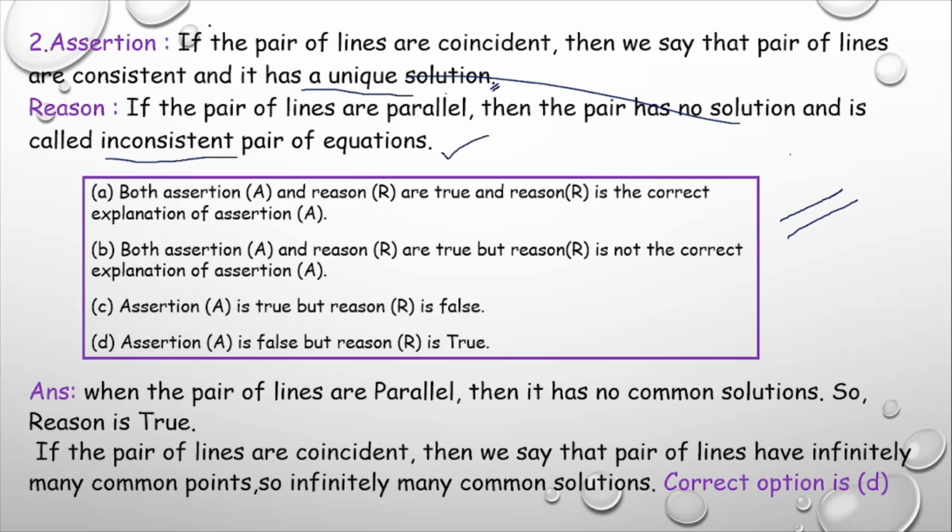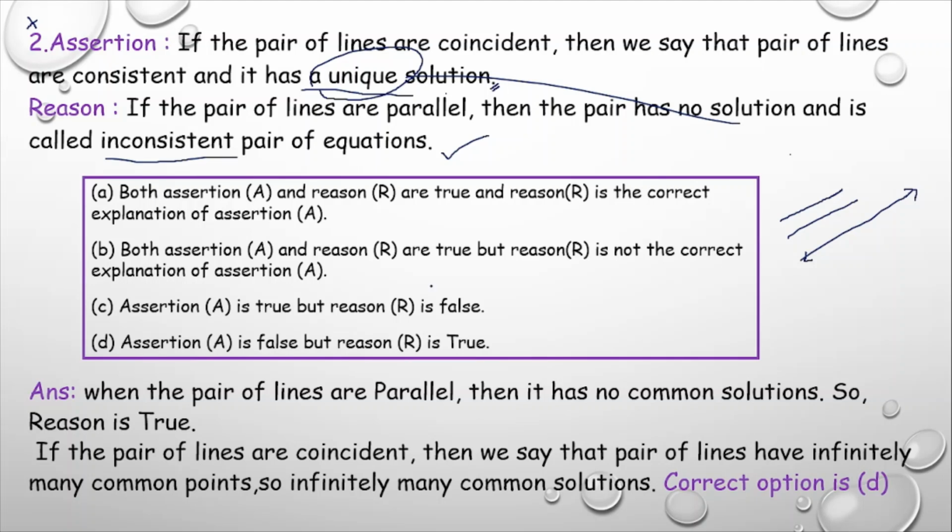But in case of the assertion, they are telling the lines are coincident. Coincident means one line falls on another line. So infinitely many common points will be there, infinitely many solutions. Infinitely many solutions means the uniqueness is not there. It is not a unique solution. So the assertion is false.